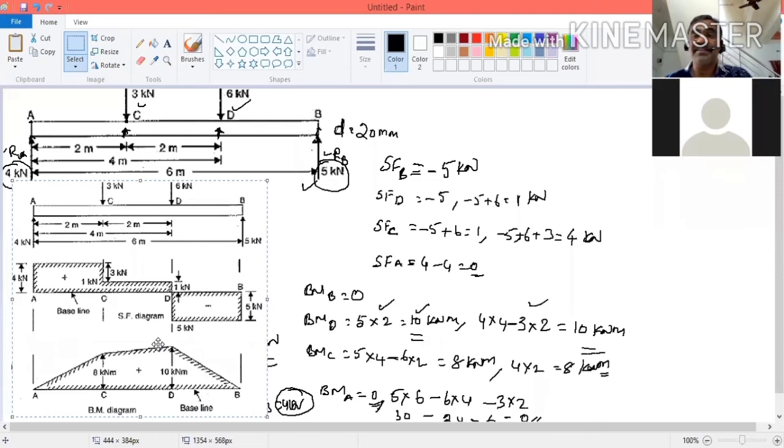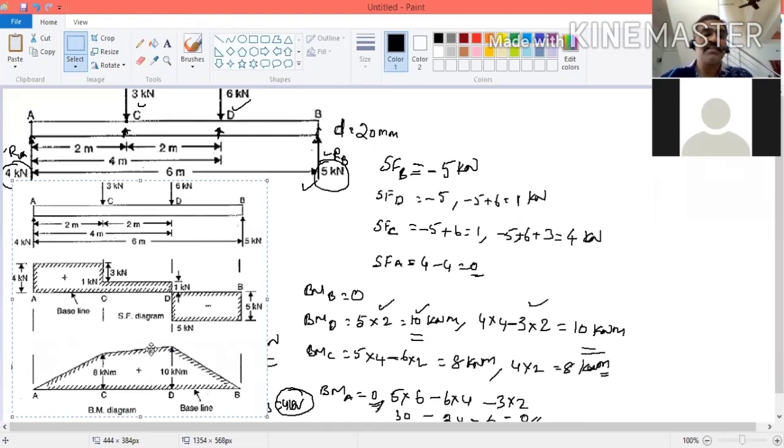So in most of the cases, it is not true for all the cases, but most of the cases, whenever there is a change in sign of shear force, at that point bending moment will be maximum. But once again, I will tell you, it is not true for all the cases. Most of the cases it is true, and it is 10 kilonewton meter. Whether it is positive to negative or negative to positive, if the sign changes, at that point the bending moment is maximum in most cases.